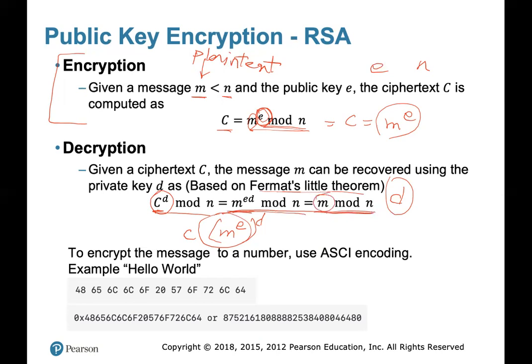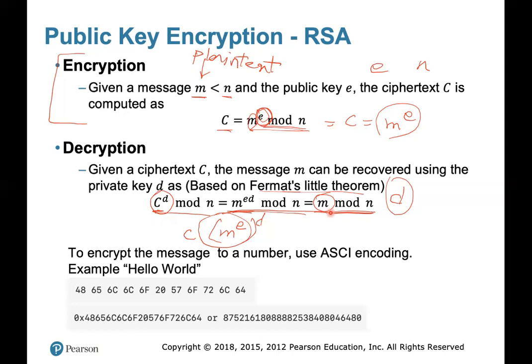So if you take the ciphertext to the power of d, which is m to the power of ed, based on the Fermat theorem, we get m mod n, which is our plain text. So this is how the RSA algorithm works. I'm going to show you two examples to see how the algorithm works.